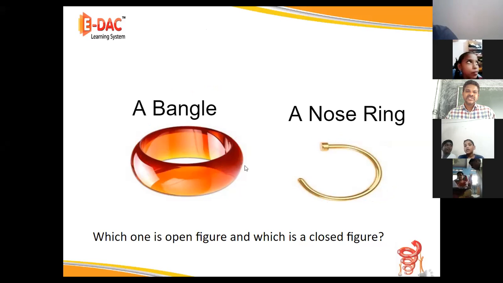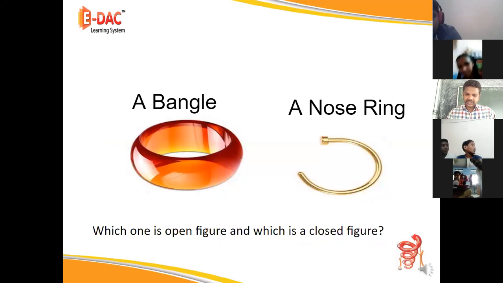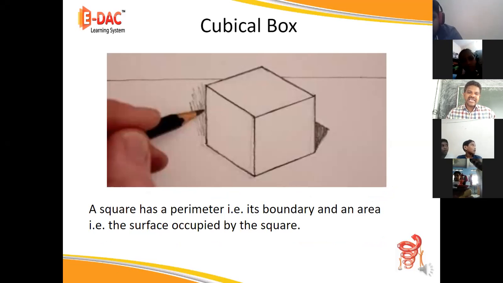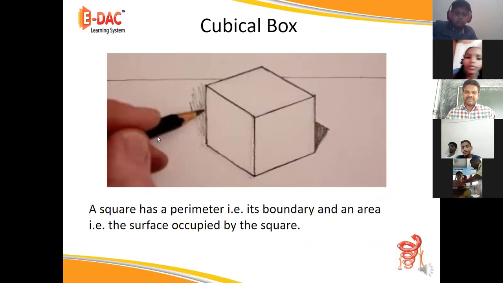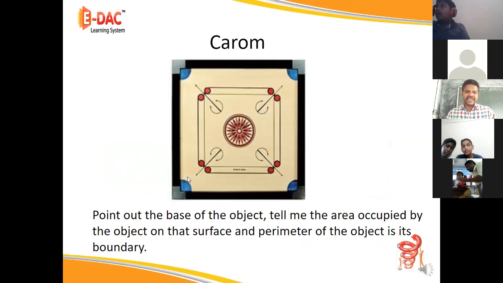Then after that, the cubical box. What is a cubical box? A square has a perimeter, that is its boundary, and an area, the surface occupied by the square. So let us discuss this cubical box and see why he has given the box. Take the base of the object. Tell me the area occupied by the object on its surface, and the perimeter of the object, its boundary.